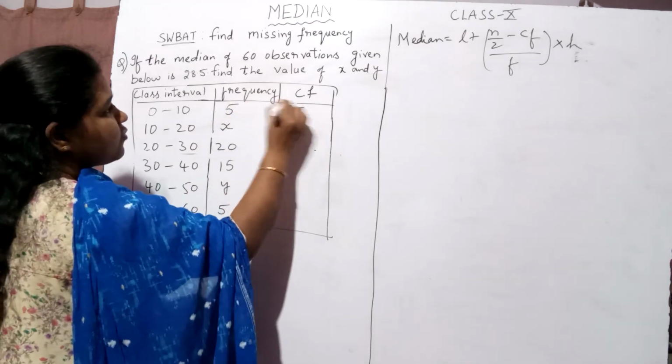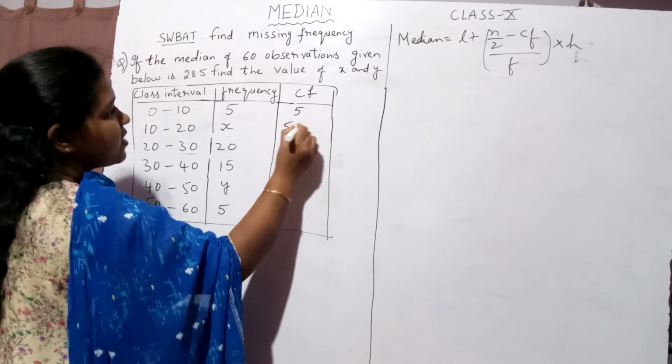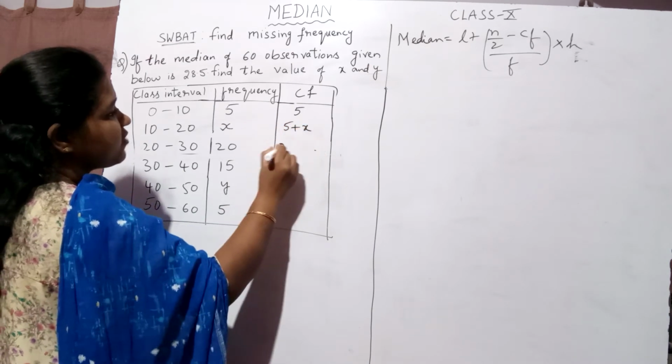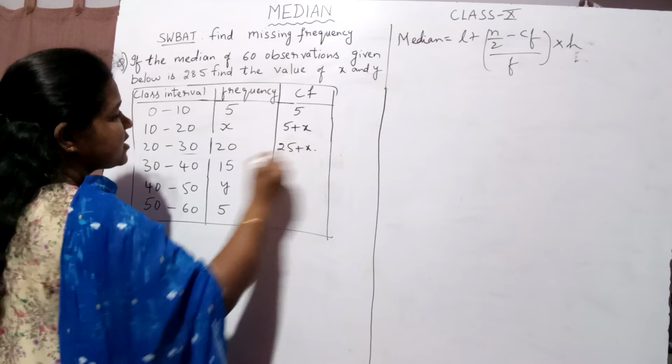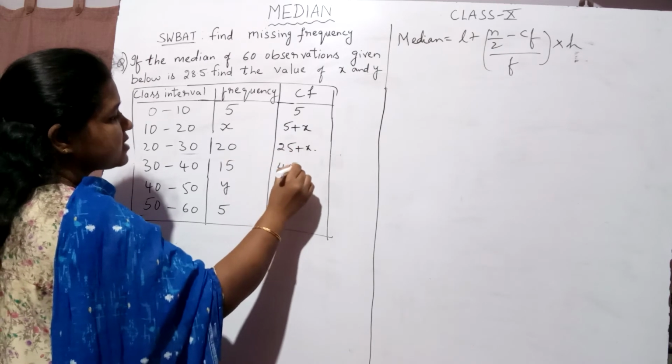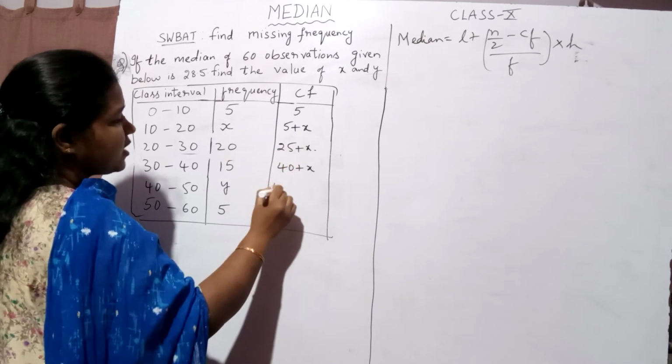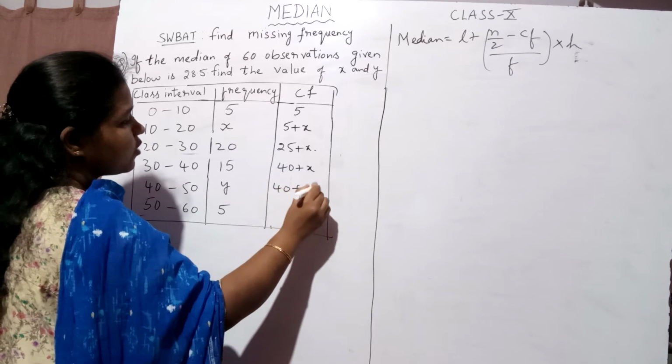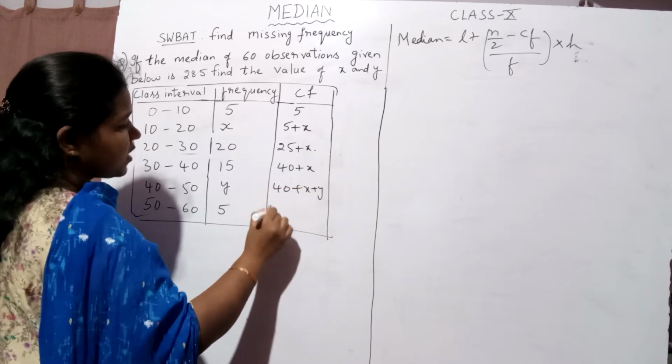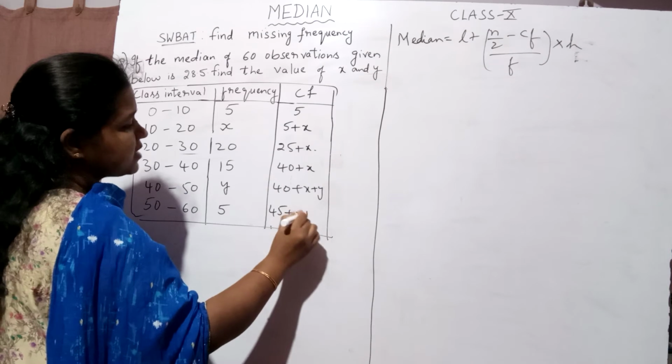So first you have to make a cumulative frequency column here by adding up. So this will be equal to 5 plus x, 5 plus x plus 20 is 25 plus x. 25 plus x plus 15 is 40 plus x. 40 plus x plus y is 40 plus x plus y. 40 plus x plus y plus 5 is 45 plus x plus y.